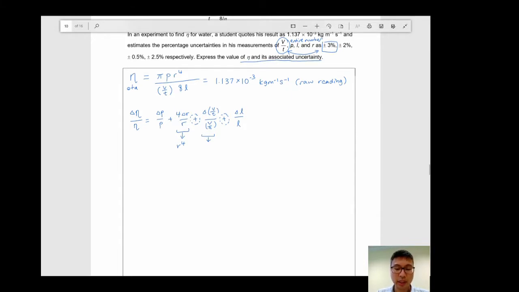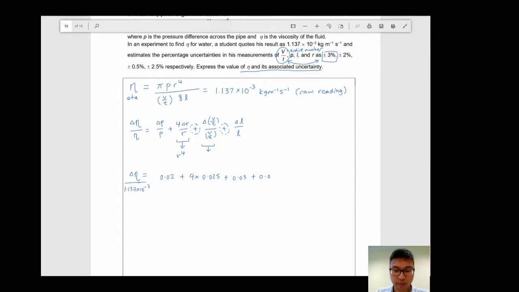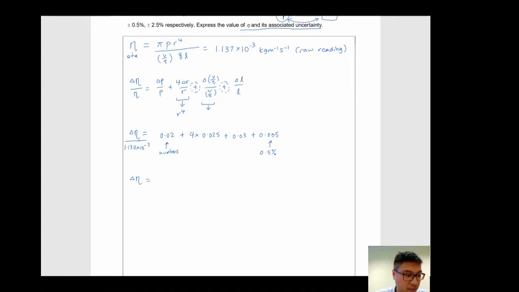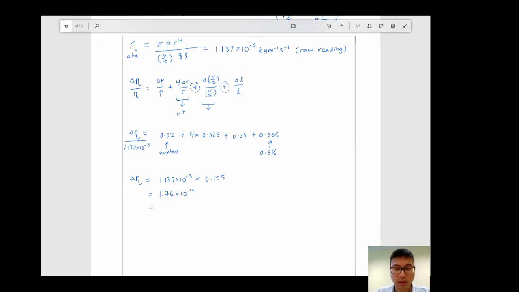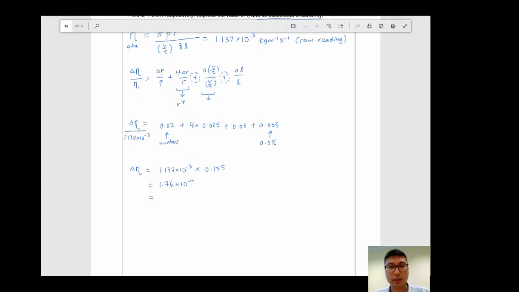So let's just work it out over here. Now remember, we can't leave our absolute uncertainty to so many significant figures. Only one significant figure is allowed. So let's round it to 2 times 10 to the minus 4. And we have to remember to put in the units as well.